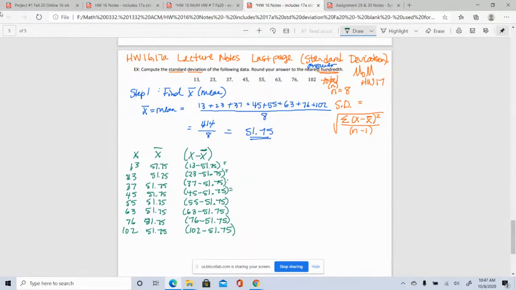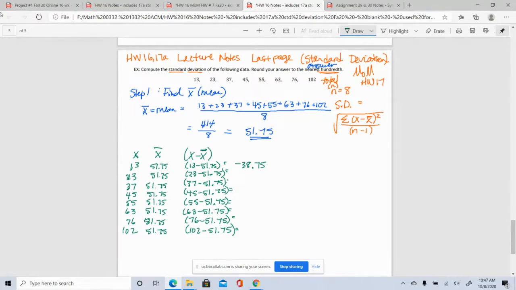So we're going to write what that number is. You don't necessarily have to do that, because we're going to end up squaring them, but I'm going to write out this first one, because notice I'm getting 13 minus 51.75. The negative is bigger, so it's going to be a negative number. And that's one reason why we have to square them, because we have to have them all positive.